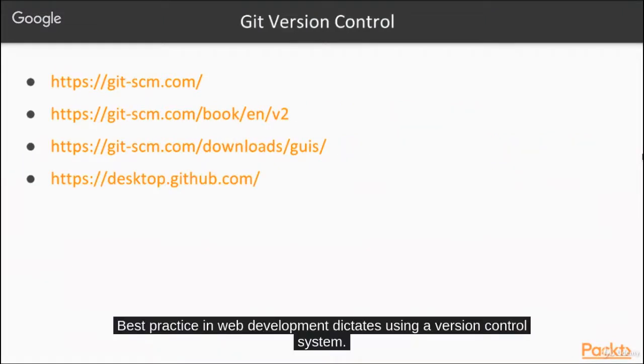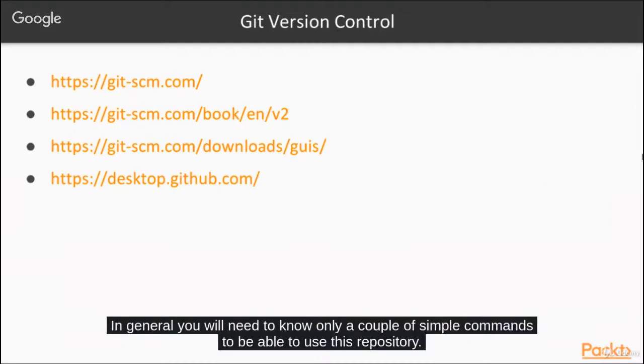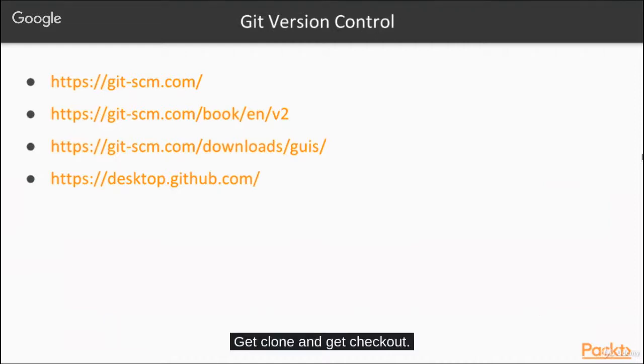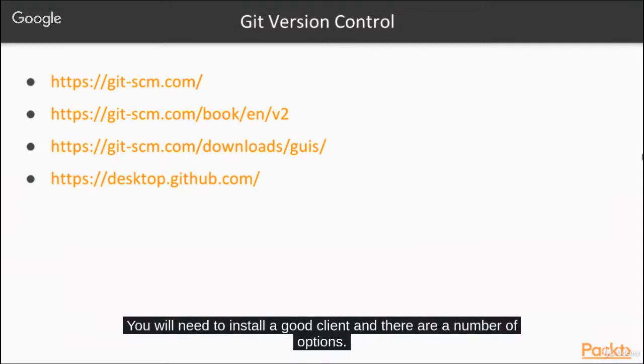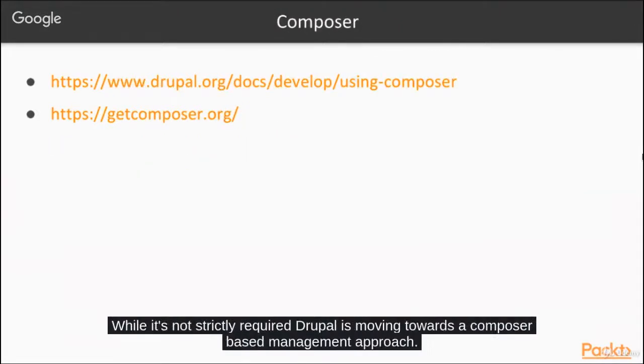Best practice in web development dictates using a version control system. This course utilizes the Git version control system to distribute the code. In general, you will need to know only a couple of simple commands to be able to use this repository: git clone and git checkout. You will need to install a Git client, and there are a number of options.